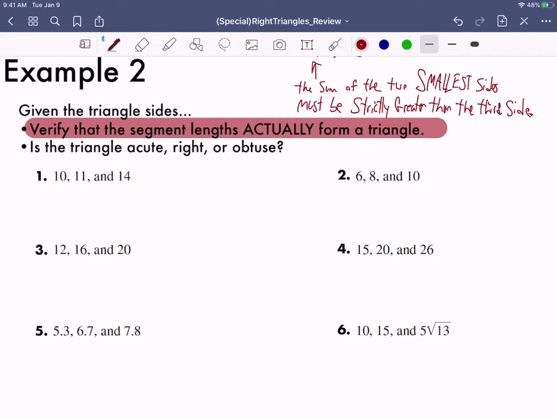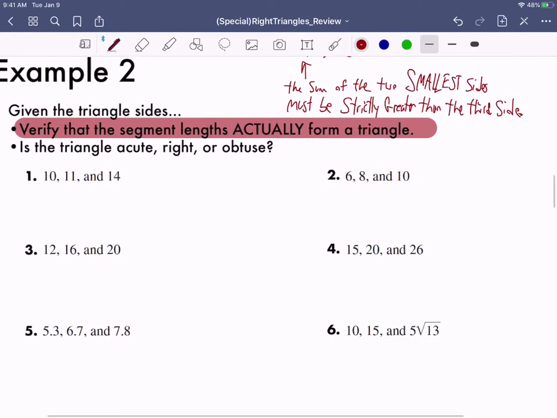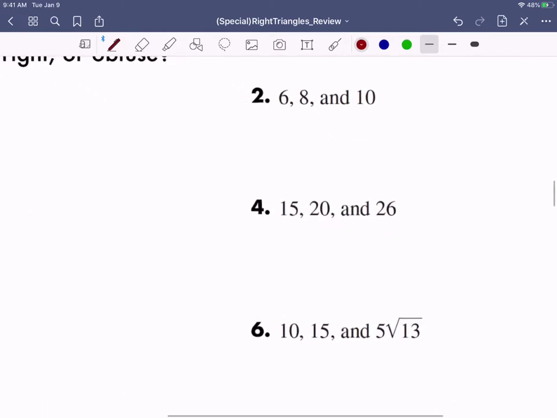10 plus 11 is greater than 14. Yes. 6 plus 8 is greater than 10. 16 and 12 greater than 20. 15 and 20 definitely greater than 26. So we're doing pretty well so far. For number 5, even if we round it down, 5 plus 6 is greater than 7. So 6 is the last one that could even be a problem.